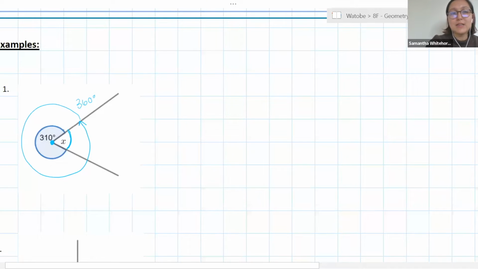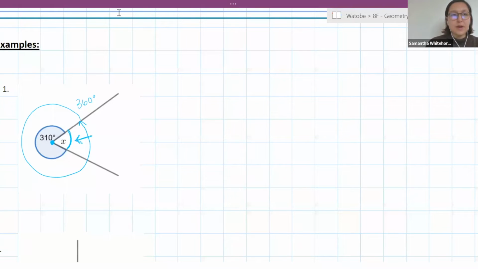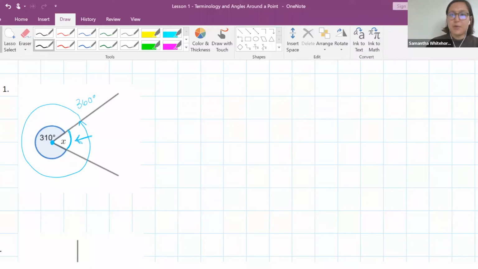Now I can see that I've already got 310 degrees of those 360. So I just need to figure out how many degrees I'm missing to form that full circle, that full revolution. And I can see some wonderful answers coming through on the chat. There are many ways you can set this up. I'm going to do it step by step and break it down quite a lot.